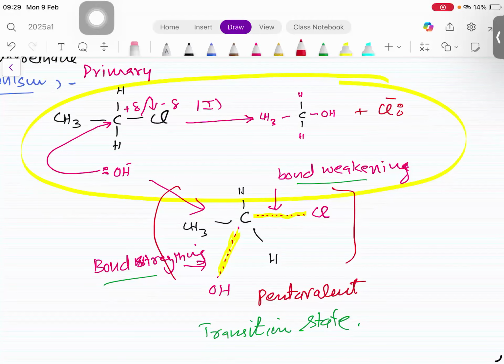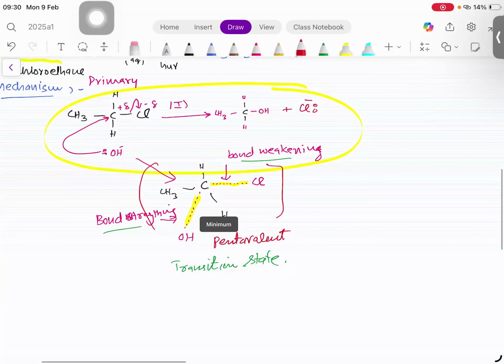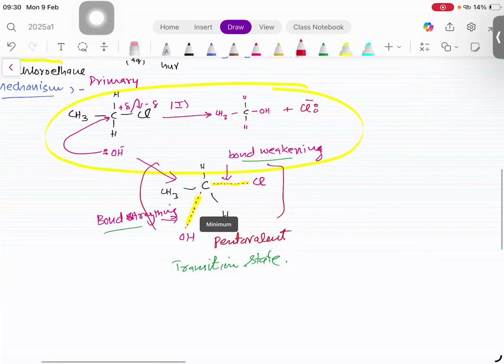I hope it's clear now. When they ask you to write the mechanism, the only thing which I have in the box, you have to write that thing. But if they ask you to explain what is a transition state, then you have to put this diagram which I have just shown here with the dotted line showing that OH is coming in and Cl is leaving, right? And this mechanism is taking place in primary haloalkanes.